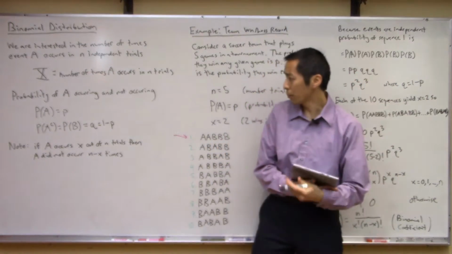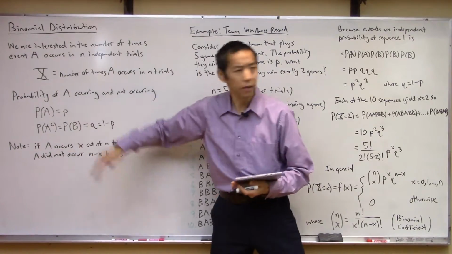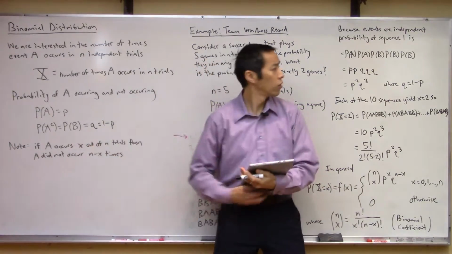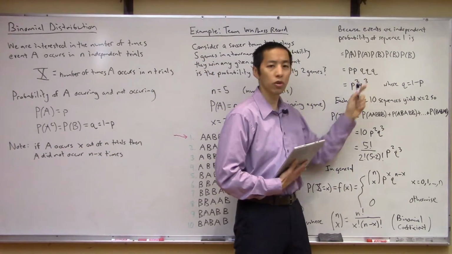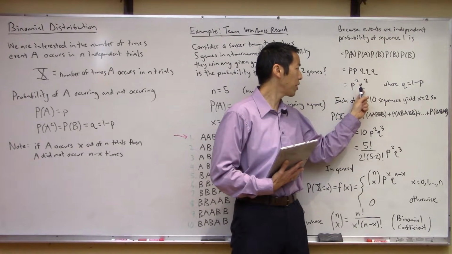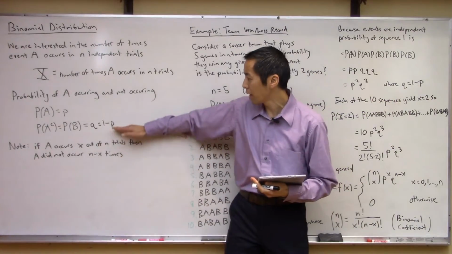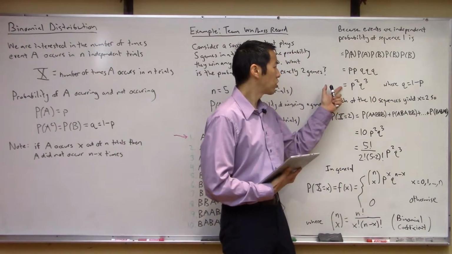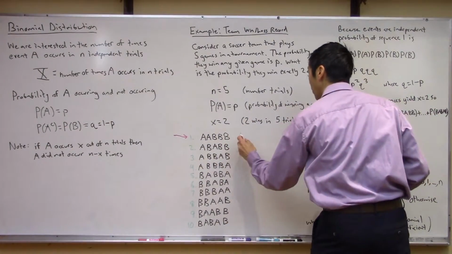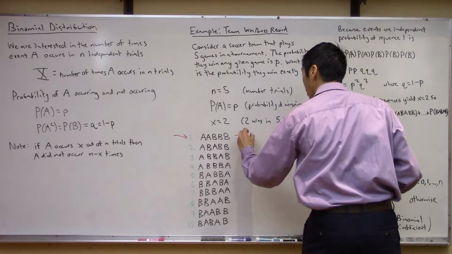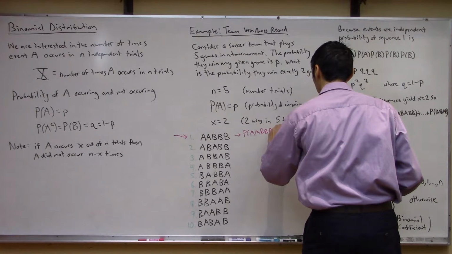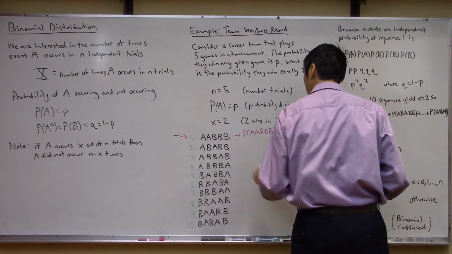And again, remember, we called the probability of a win, or A, P. We called the probability of a loss, which was B, Q. So this is just P, P, Q, Q, Q, or P squared times Q to the third. And remember that Q is just 1 minus P. So let's write that down over here: the probability of the sequence A, A, B, B, B is P squared times Q to the third.